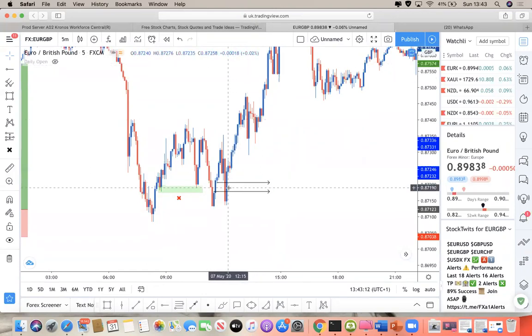Number 5, your entry is at the 50% of the imbalance or the opening of the institutional candlestick. Entry at the 50% of imbalance or the opening of the institutional candlestick. Stop loss below the institutional candlestick when you're buying. Stop loss above the institutional candlestick if you're selling.